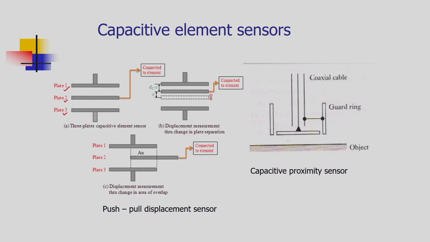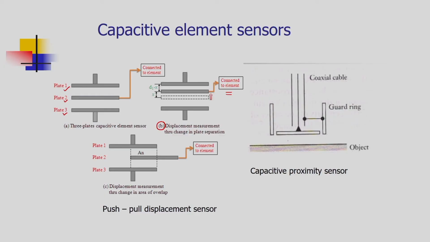Now, the second plate is attached to the element of which we need to measure the displacement. In figure B, you can see the middle plate has been moved in an upward direction, closer to the top plate. So, when we move it upward, there is an increase in separation distance between plate 2 and plate 3, and a decrease in separation distance between plate 1 and plate 2.